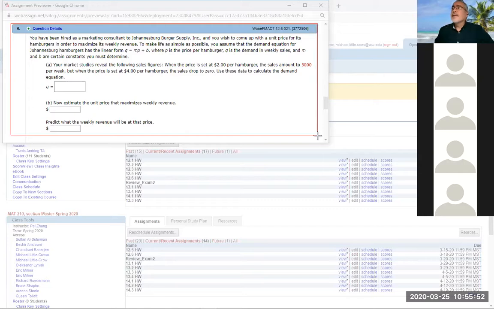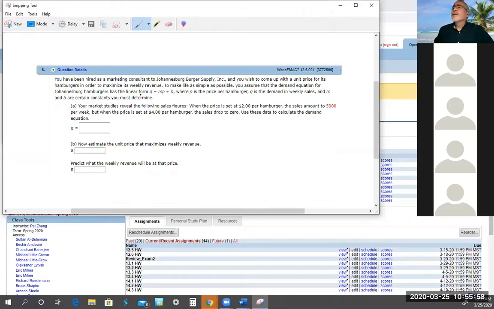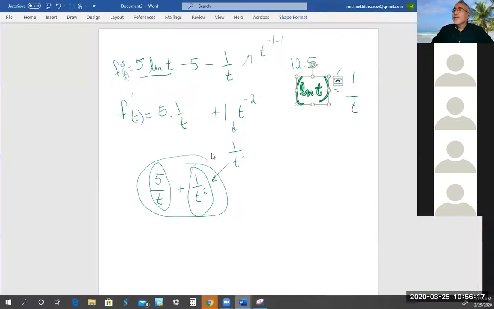Does that say Q minus P plus B or Q equals MP plus B? Right, Q equals MP plus B. So it's just saying it's a linear equation. And again, just to let you know, since you guys are here, this will be helpful for the test as well. So now that I've got this, let me get into Word.